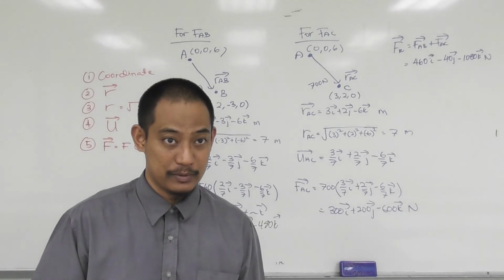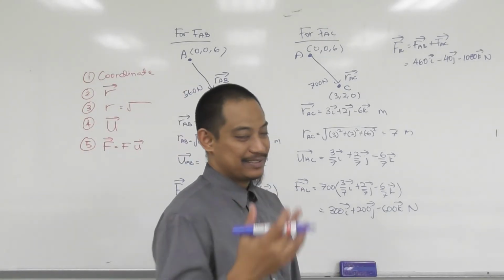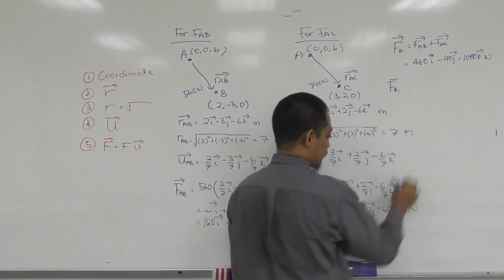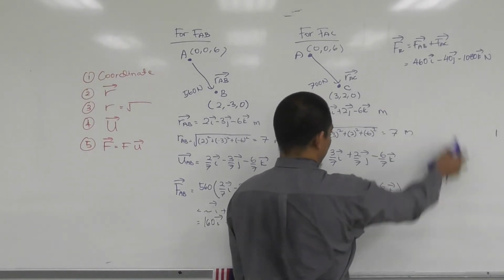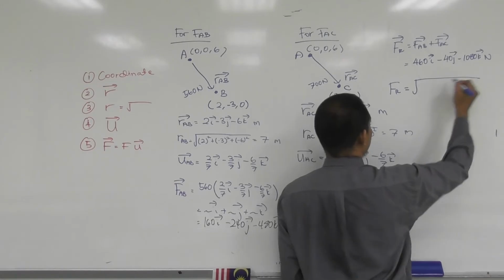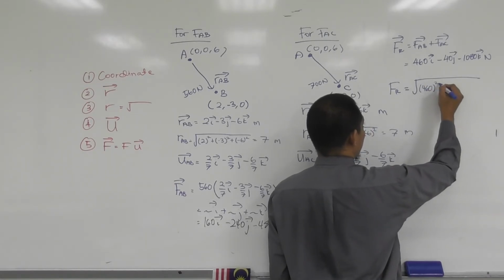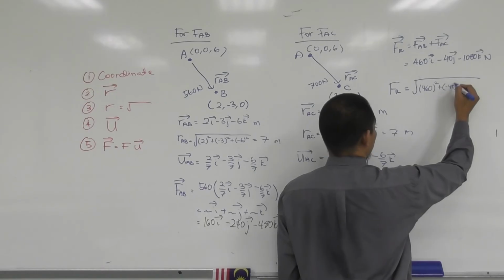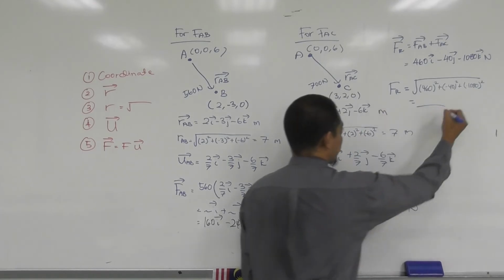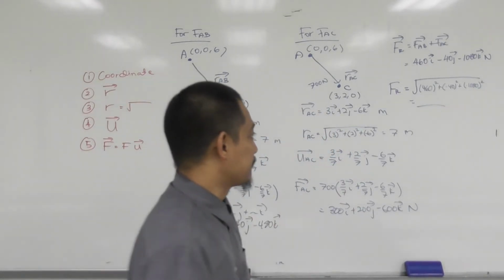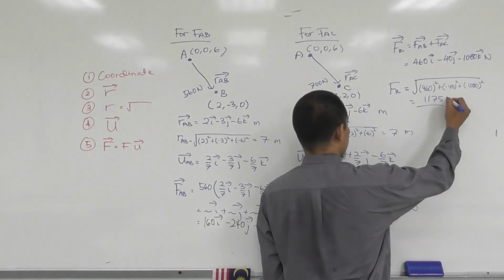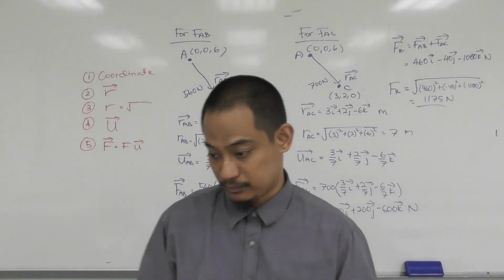Is it finished yet? No, because we need the magnitude. So the magnitude of FR is a magnitude, not a vector. So the magnitude is the square root of 460 squared plus 40 squared plus 1080 squared. So we'll get the value there. The value will be 1175. Right, that's the final answer.